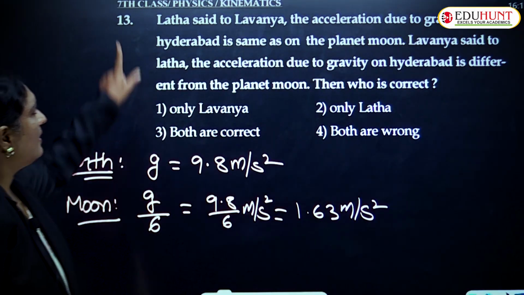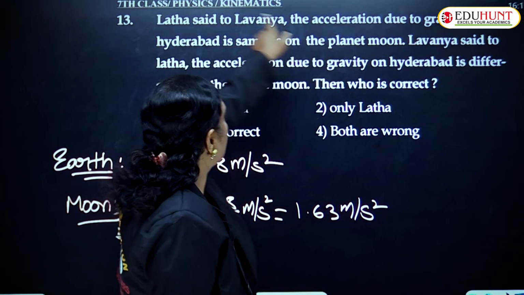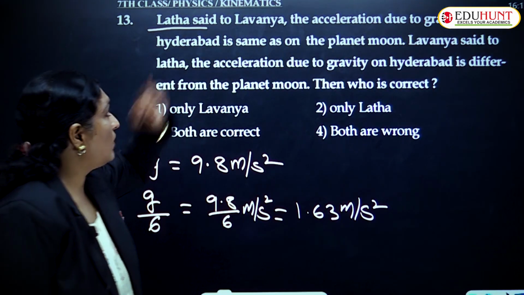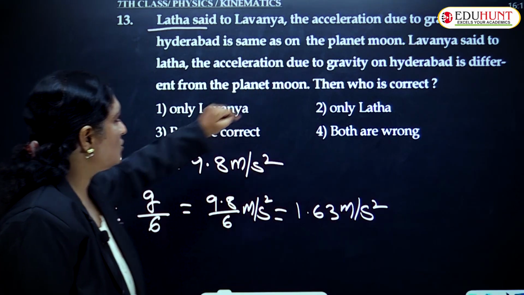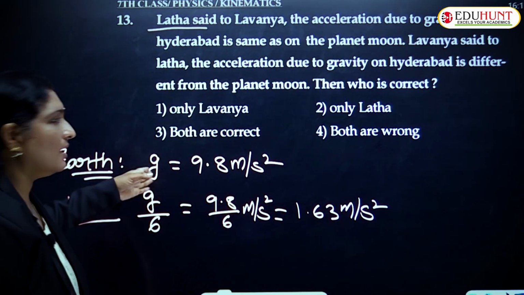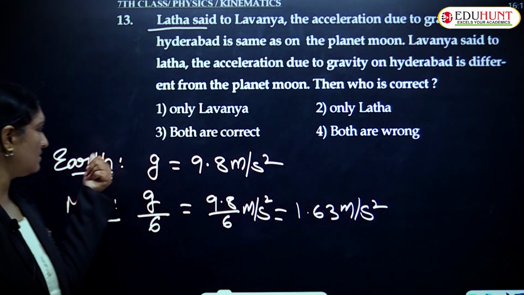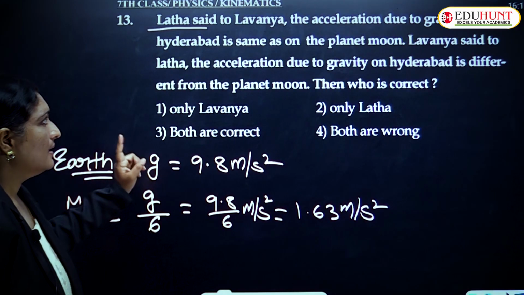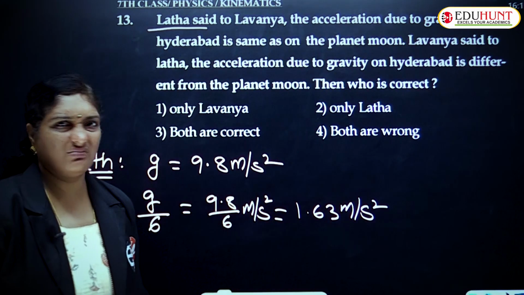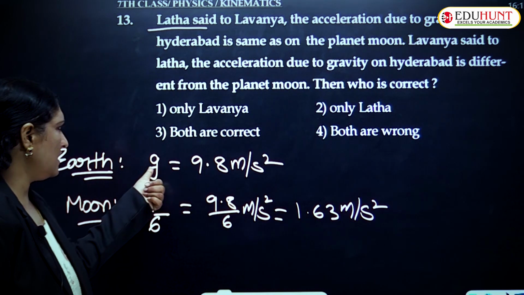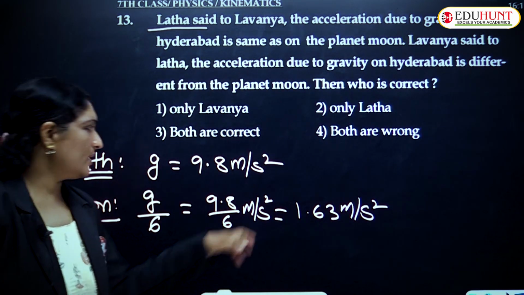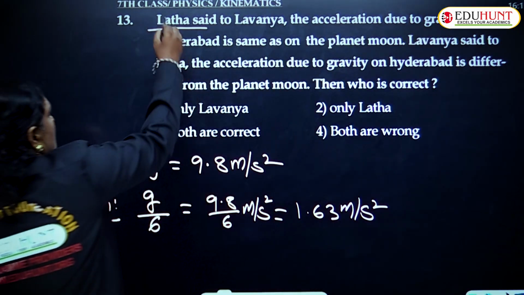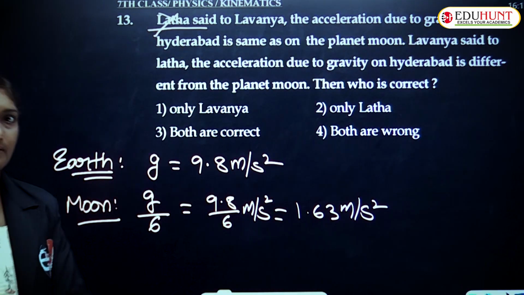So who is saying here? Lata is saying. What was Lata's statement? Acceleration due to gravity on Earth, Hyderabad, is also on the surface of the earth only, is the same on the moon. Is it true? On the earth, Hyderabad, it is 9.8, whereas on the moon it is something like 1.63. Are they both the same? No. So Lata's statement was wrong.